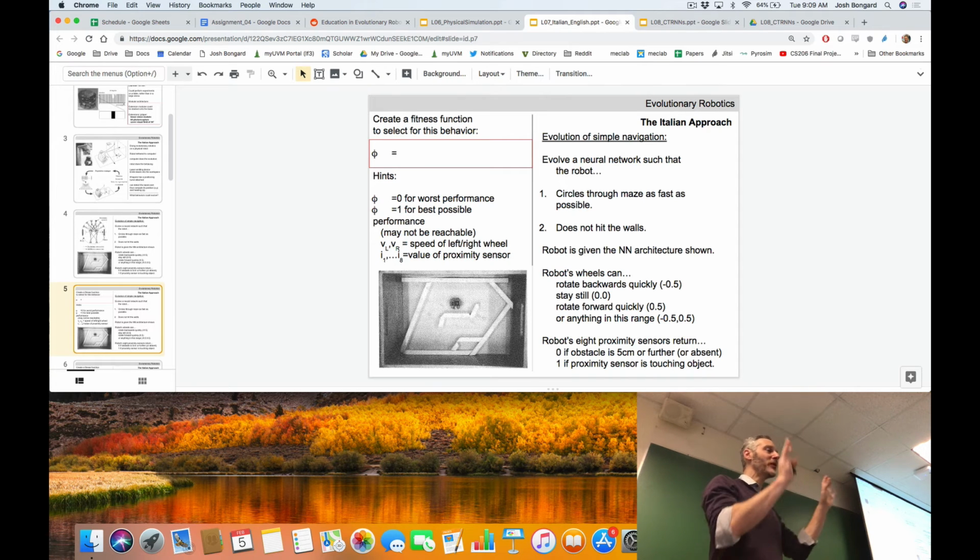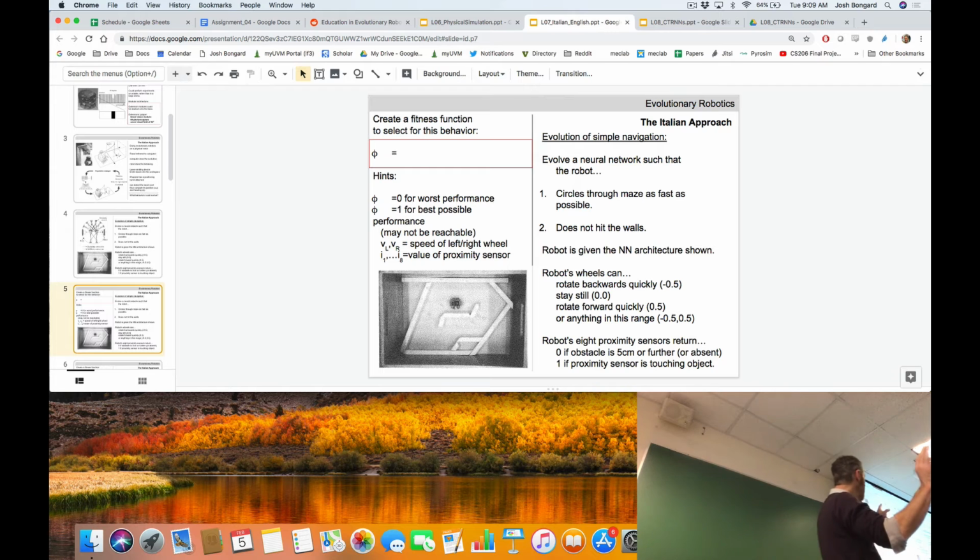So there's 2 things we have to do here. We can think about maybe two parts to this equation, two terms, one which rewards speed of movement and the other which rewards obstacle avoidance. Let's focus on the speed one. We're getting close, but we need to actually describe this as a function of VL and VR.